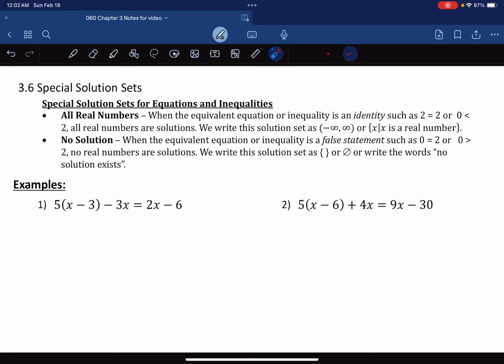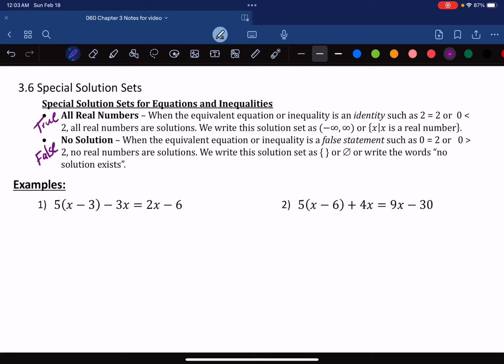And essentially what I think about when I'm solving these is that for all real numbers, we're looking for a true statement. That's not x equals something. We're looking for the variable to disappear, but we're left with a true statement. And then for no solution, we're looking for the variable to disappear, but we're left with a false statement. So let's look at a couple of these examples. I've got two that are equations and two that are inequalities. So these two look very similar.